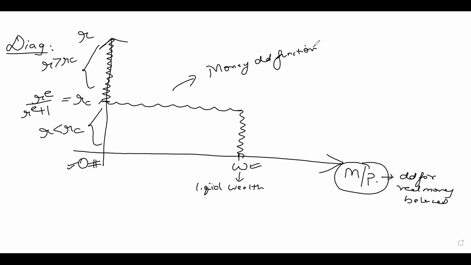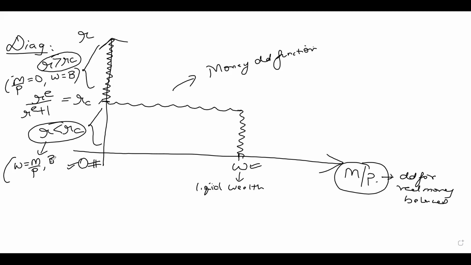This is our money demand function. When R is greater than RC, demand for real money balances is zero and all your wealth is in the form of bonds. But in this particular case, all your wealth is in the form of money balances and bonds are equal to zero.